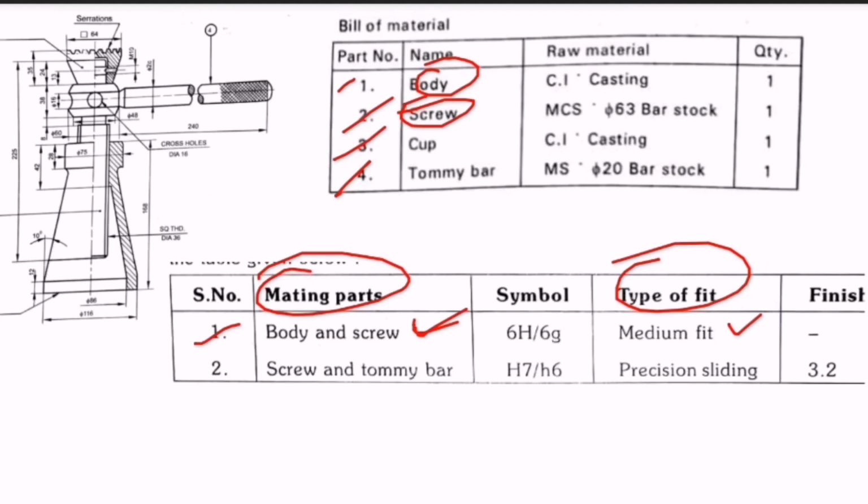Body is the first part. Look at this. This is the first part and the second is screw. Screw is the second part. This inside figure is the screw. These two are mating here, that's why it is a mating part. Its type of fit is medium fit.